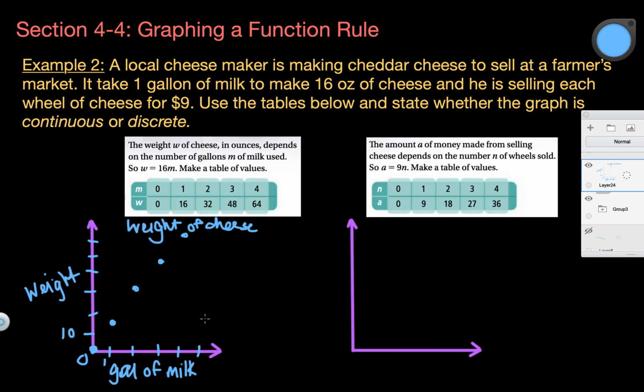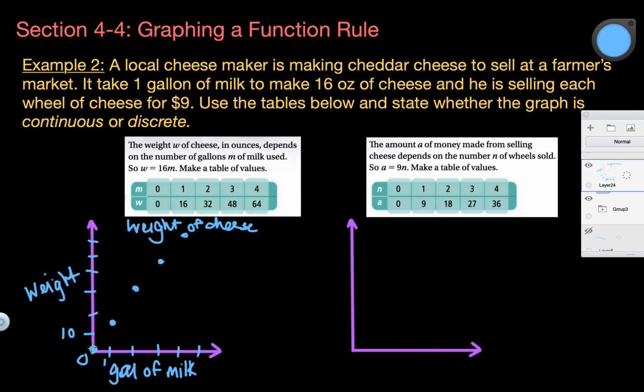So now I need to decide if I need to connect my points or leave them as isolated points. So I need to ask myself, is it possible to use a portion of a gallon of milk? Yes, right? If I put in a gallon of milk and a half, I would get a weight that's in between what it is for 1 gallon of milk and for 2 gallons of milk, right?